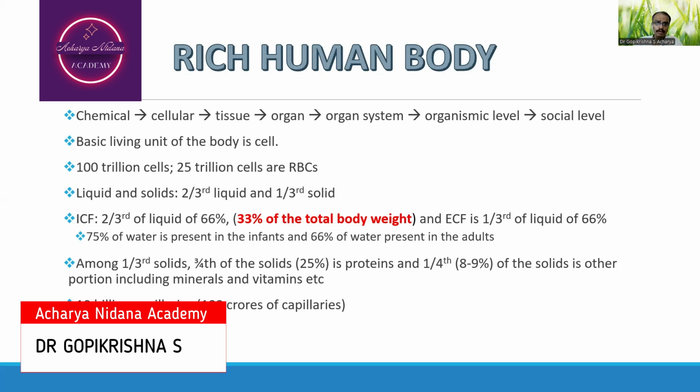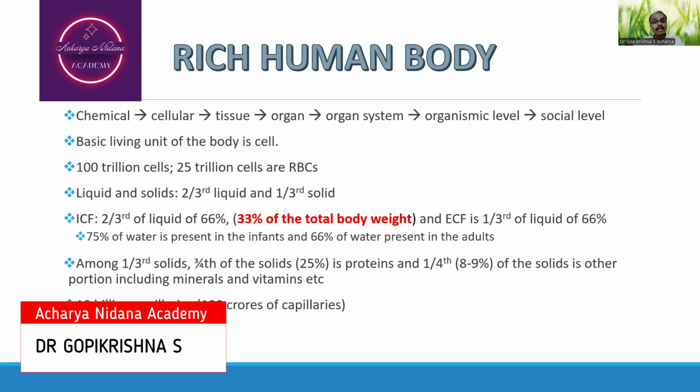As far as the basic living unit of the body is concerned, it is the cell. The human body contains nearly 100 trillion cells. 100 trillion cells, that means a huge number of cells. Among these, 25 trillion cells are RBCs only. That means only 3/4 of the cells are other cells, whereas 1/4 of the cells are RBCs.